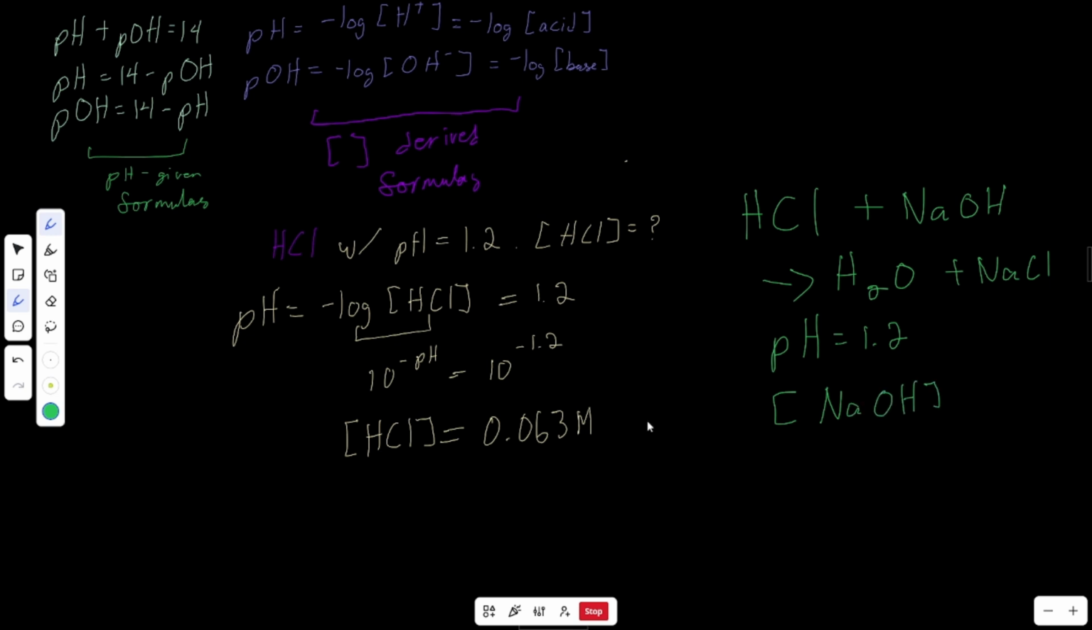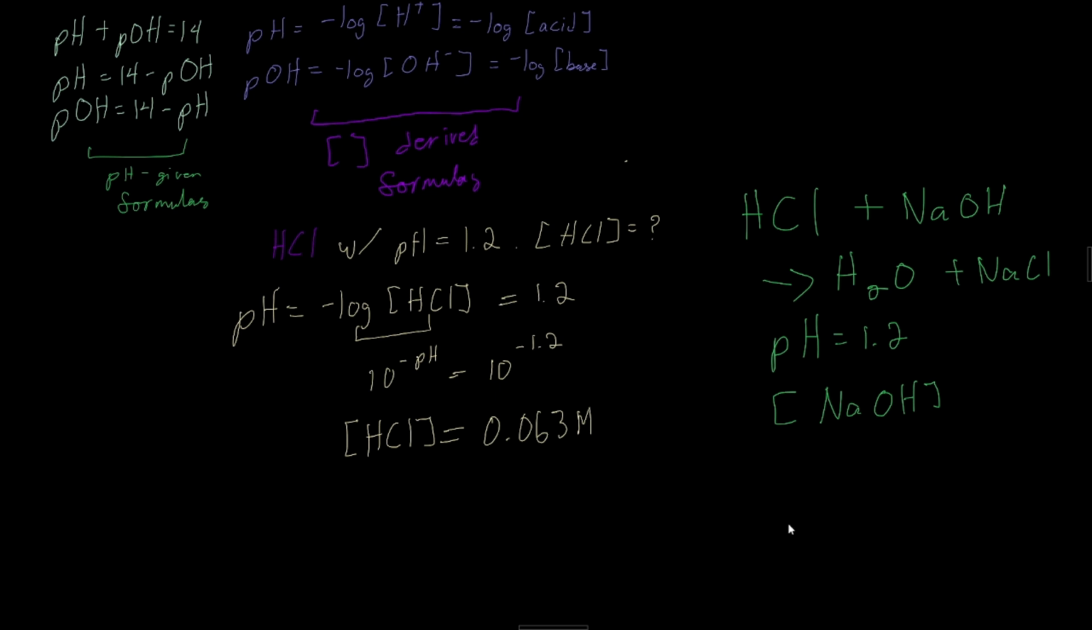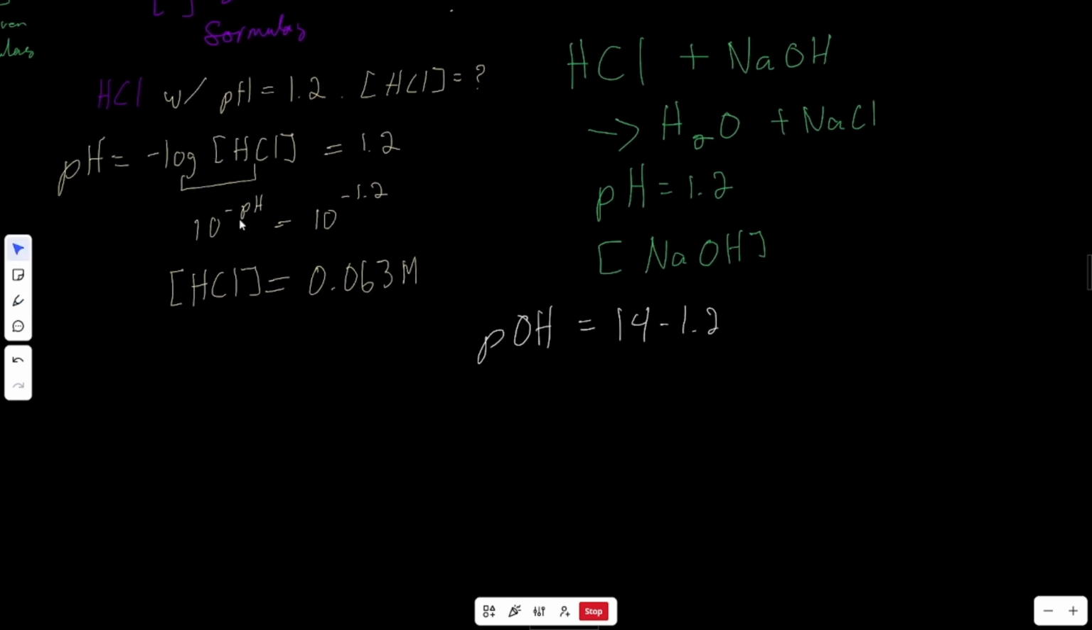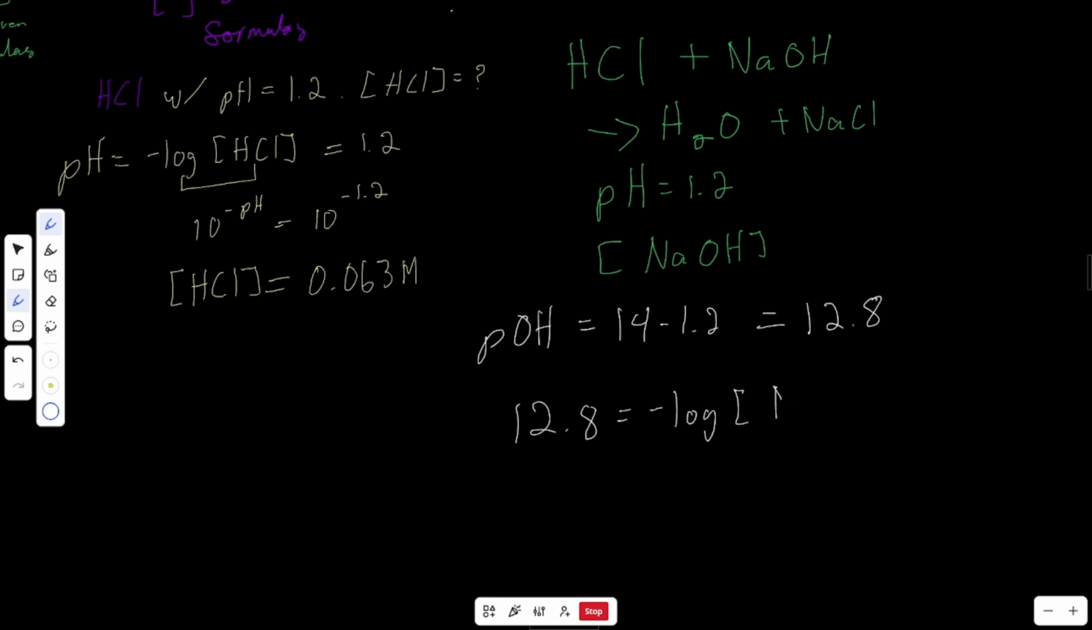Now, NaOH is our base, right? And since we know that the concentration of the base is given by our formula here, we can reverse engineer it by solving for the pOH. So pOH first is given by 14 minus 1.2. So 14 minus 1.2 is equal to 12.8. So our pOH is 12.8. Now 12.8 will be equal to the negative log of our base, which is NaOH.